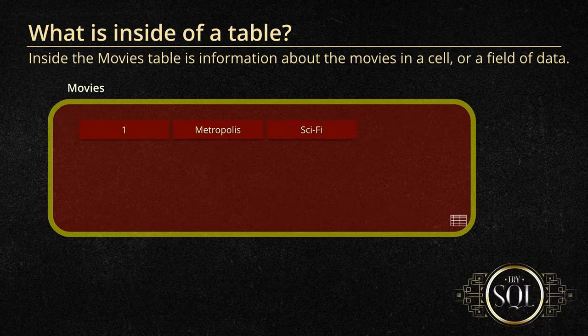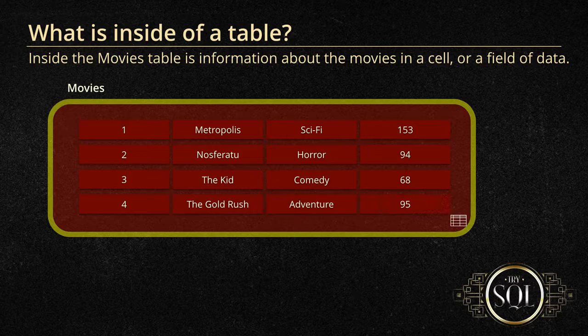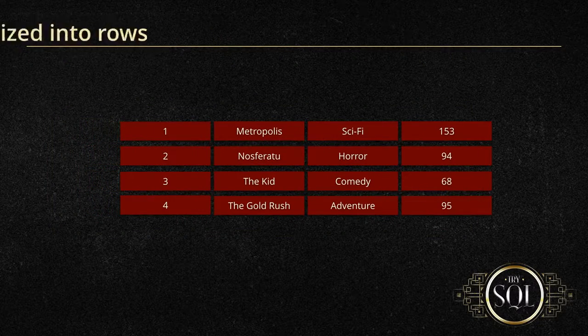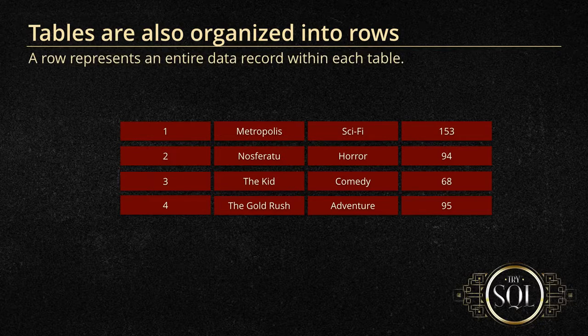We see the data from the website, but not quite in the same form. What we actually see is the same data stored and organized into what's known as cells or fields, where each cell holds a separate value that can be accessed by a website. These cells for each table are organized into rows. Basically, a row represents an entire data record within each table.